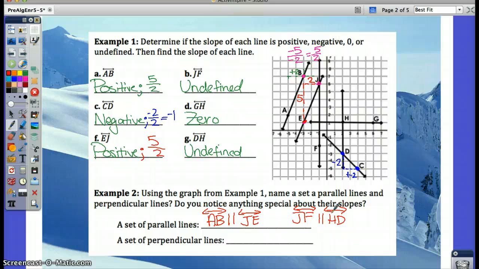What do you think parallel lines always have, guys? Parallel lines are always going to have the same slope. They have the same steepness, which is how they never intersect each other. If the steepness weren't the same, eventually they would run into each other. Perfect. What about a set of perpendicular lines?